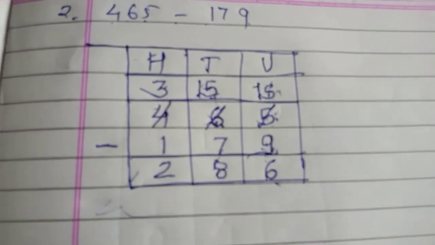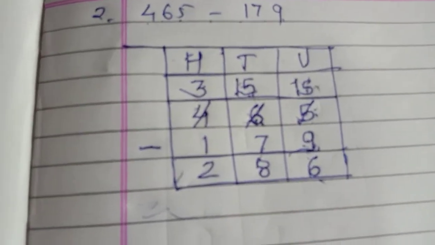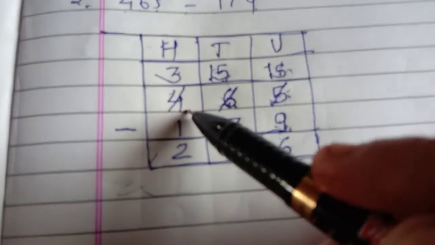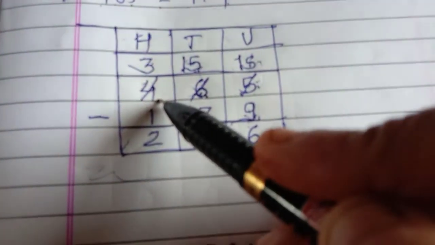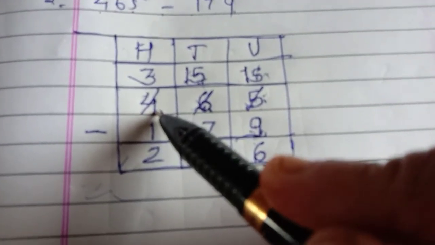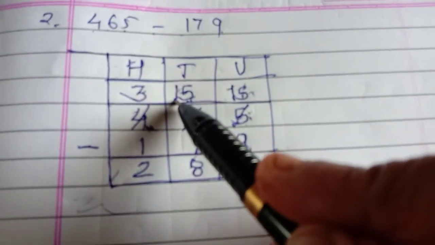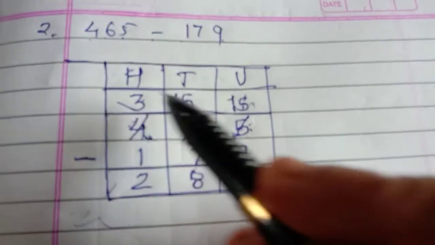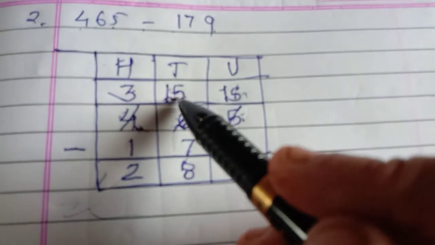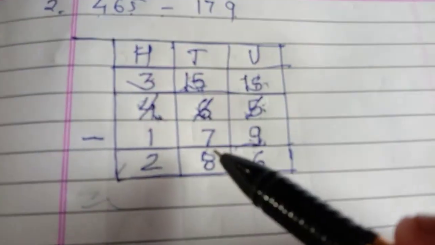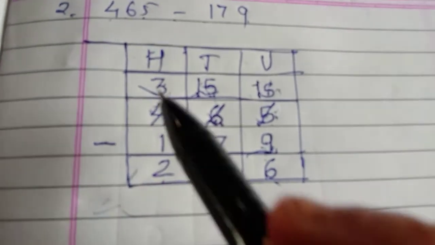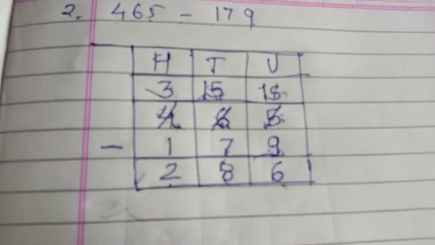That's why we can, there is 4 hundreds. How many hundreds are there? 4 hundreds. So we have 400 here, of which we can borrow 1 here. So how many remain here? 300 are remaining here. 100 means 10 tens. 10 tens plus here 5 remaining, that is 15. 15 minus 7, that is 8. And 3 minus 1, that is 2.